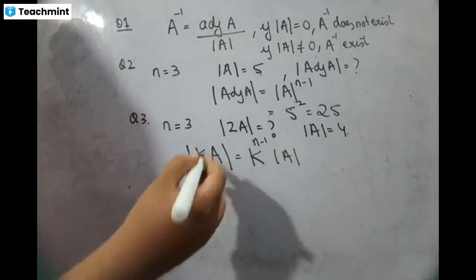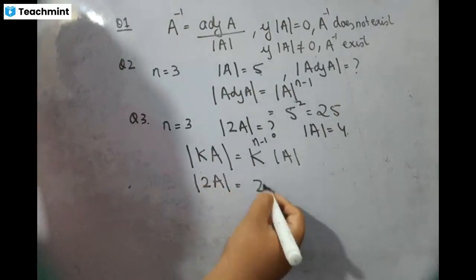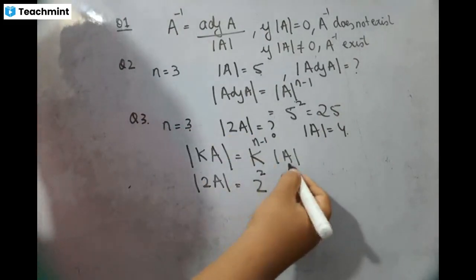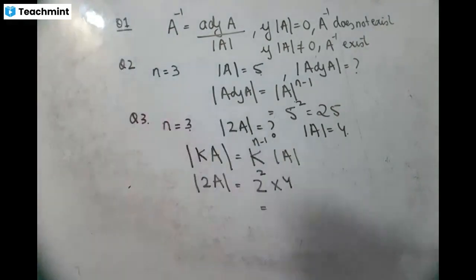So let me apply the same formula. The scalar is 2. So what do you get? 2 to the power n minus 1. What is n? n is 3. 3 minus 1 is 2, into what is determinant A? Determinant A is 4. So what do you get the answer to be?